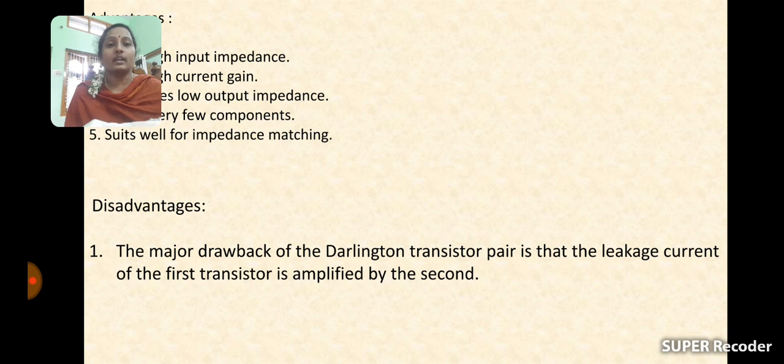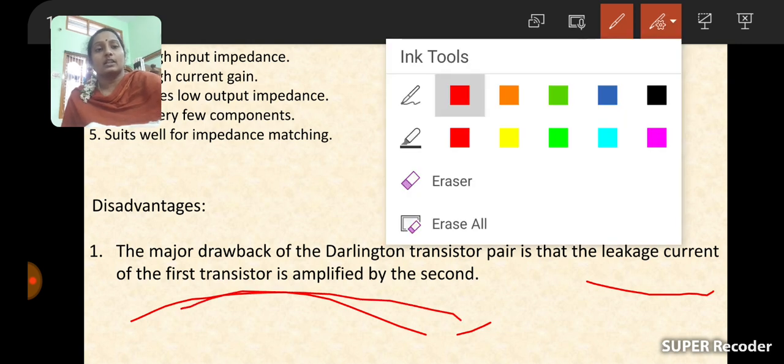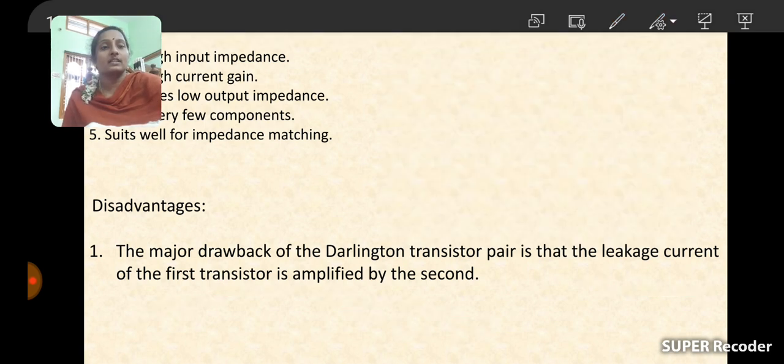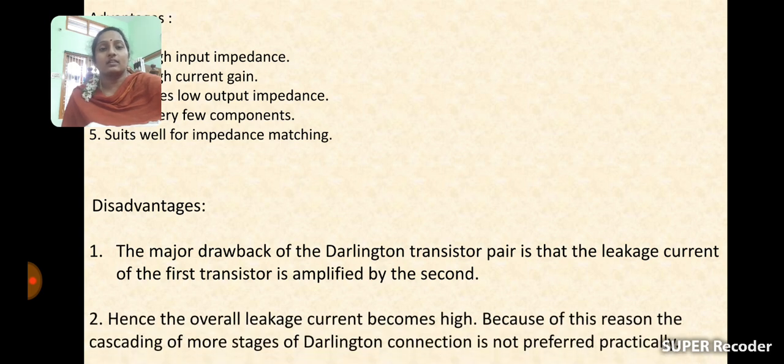And the major drawback of the Darlington transistor pair is that the leakage current of the first transistor is amplified by the second transistor. So see here, what is the main drawback? The leakage current is also amplified. The leakage current of the first transistor is also amplified by the second. Of course, transistor biasing is there, but it is connected only across the first stage, not at the second stage. So the leakage current of the first is amplified across the second stage. This is the disadvantage of the Darlington pair circuit.